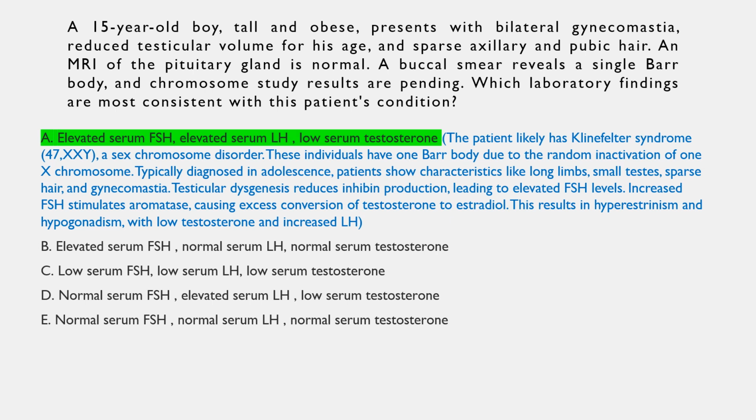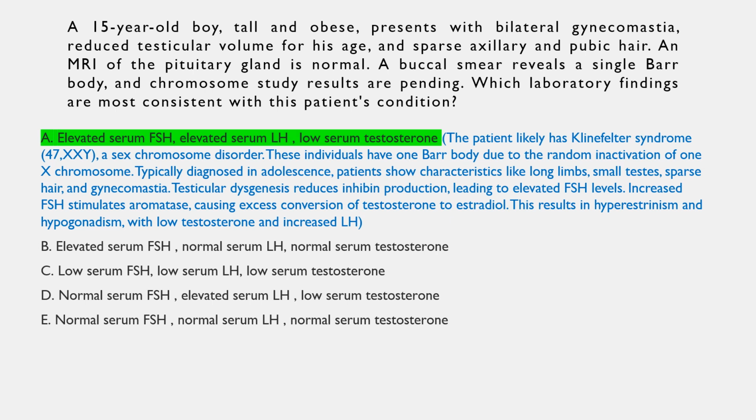The correct answer is A. Elevated serum FSH, elevated serum LH, and low serum testosterone. This is because this patient likely has Klinefelter syndrome, which is a sex chromosome disorder. These individuals have one bar body due to the random inactivation of one X chromosome. Typically diagnosed in adolescence, patients show characteristics like long limbs, small testes, sparse hair, and gynecomastia.